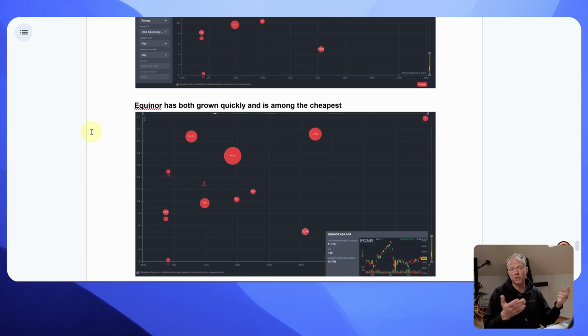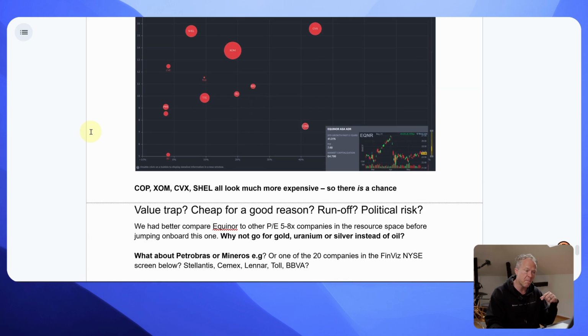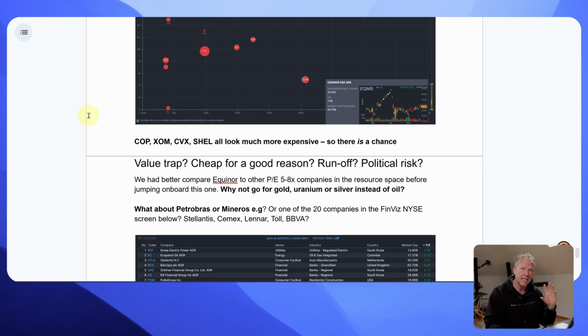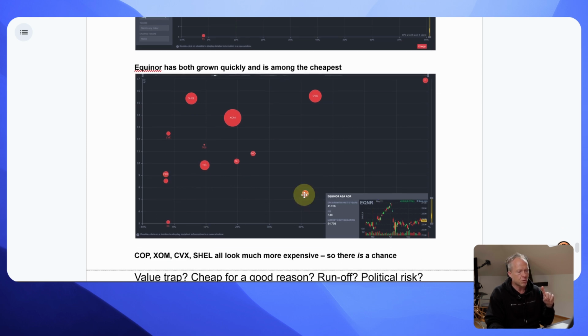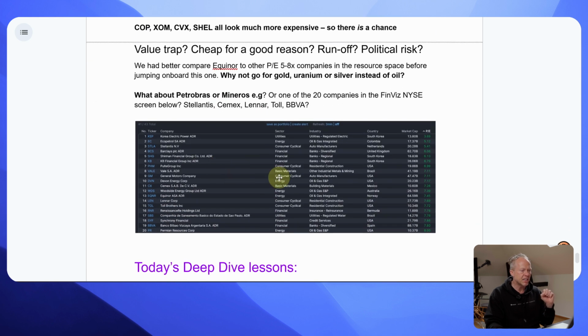Once we come to this stage and we see that it is interesting, it is kind of cheap, but is it the cheapest? Is it the best stock we can find in this category? So I made a bubble search in Finviz. I noticed that Equinor actually is the one that has been growing quickly and has actually the lowest price-earnings ratio of a lot of oil companies. But then again, maybe it's still a value trap.